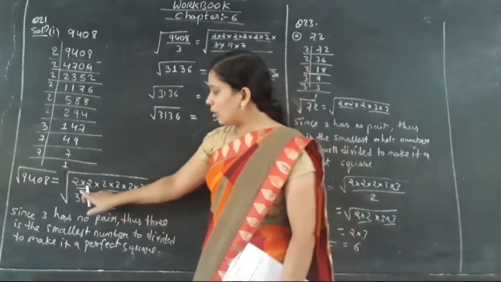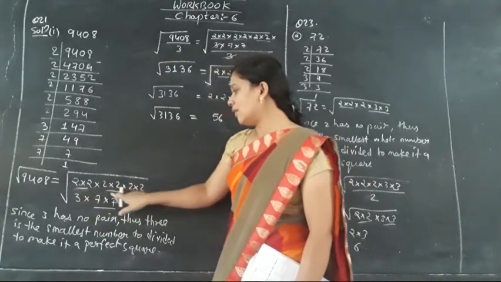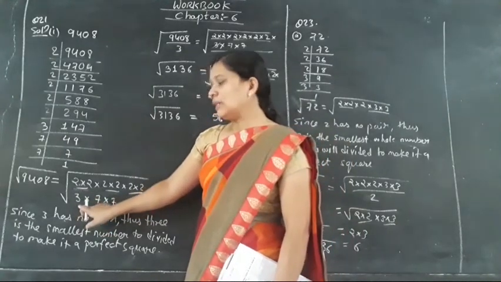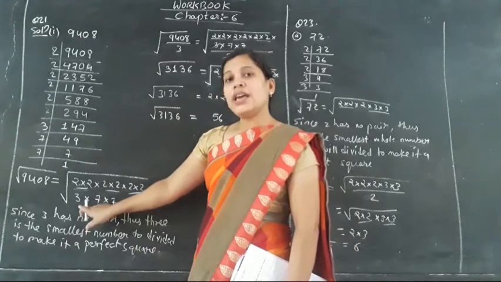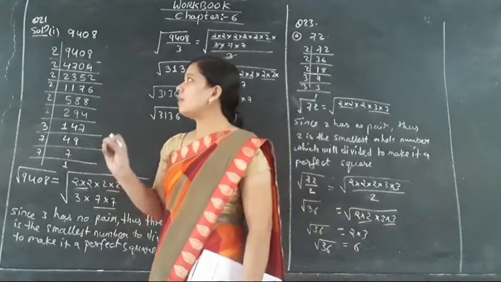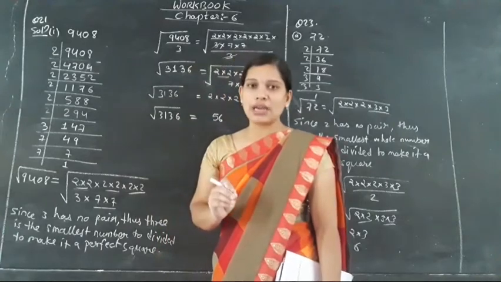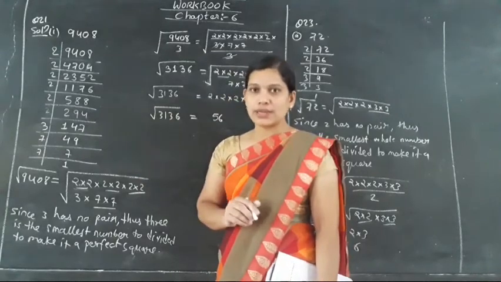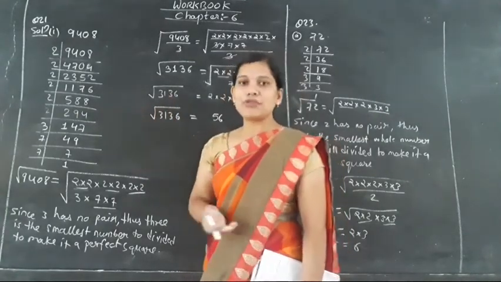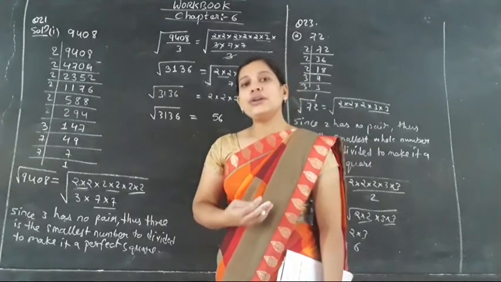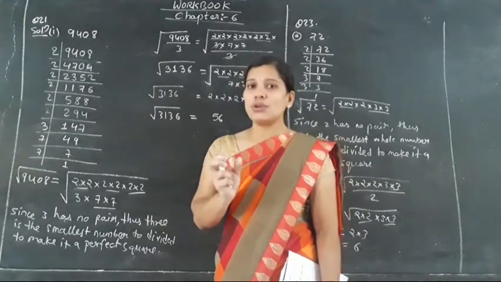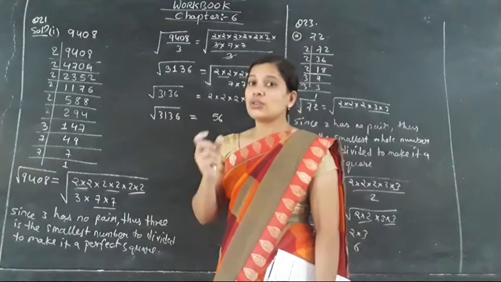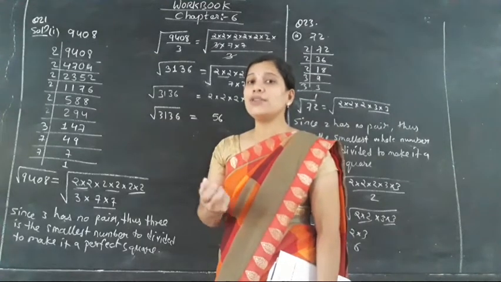That's right. Now looking at it, you can see that this 2 has a pair, this 2 has a pair, this 2 has a pair, 7 has a pair, but this 3 does not have any pair, isn't it? If one of the factors of the number 9408 does not have a pair, it means that 9408 is not a perfect square, isn't it? If it is not a perfect square, we have to make it a perfect square. So in order to make it a perfect square, we want the smallest whole number by which 9408 should be divided. That smallest number will be the unpaired number obtained over here.